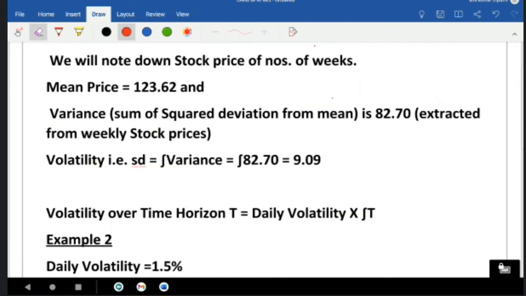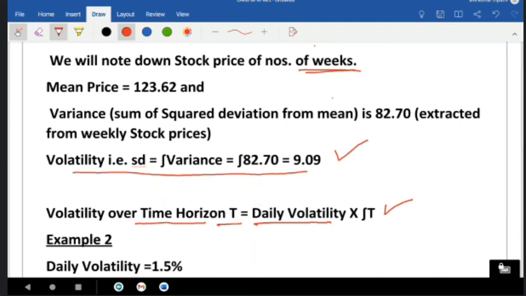Now how do we change this volatility? Like in the previous question, I have taken a weekly basis, so this volatility is on a weekly basis. Let us suppose I want to change this volatility to a daily basis. So what is the formula? I'll write the formula here: volatility over a time horizon t equals daily volatility times square root of t.